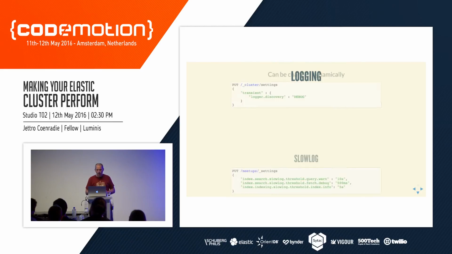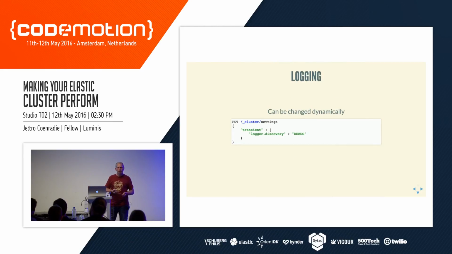The cool part about logging is that you can actually change it on the fly. If you're coming from Java, where you have to do log4j and restart and all those kinds of things, there's no way in Elasticsearch that you have to do this, because you can just dynamically change the level of logging by just giving this command.